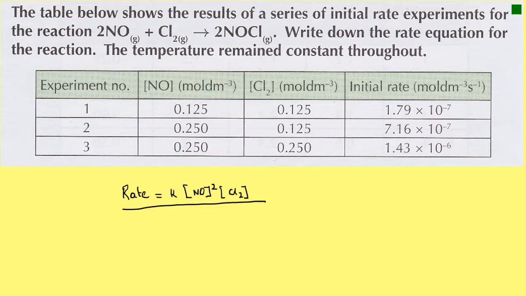Now, the question, of course, is asking us to write down the rate equation for the reaction. And so we can write that down now: the rate is equal to k times the concentration of nitrogen monoxide, we've worked out the order to be 2, times the concentration of chlorine. We've worked that order to be 1, and so the rate equation for this reaction is there.